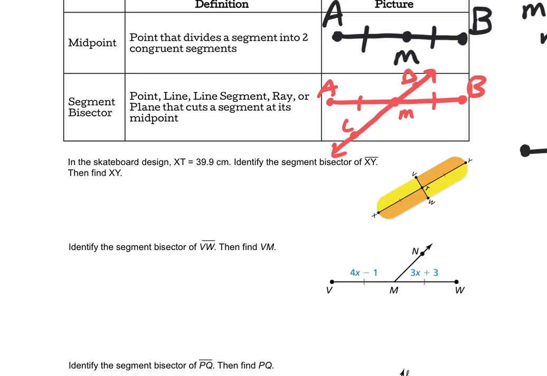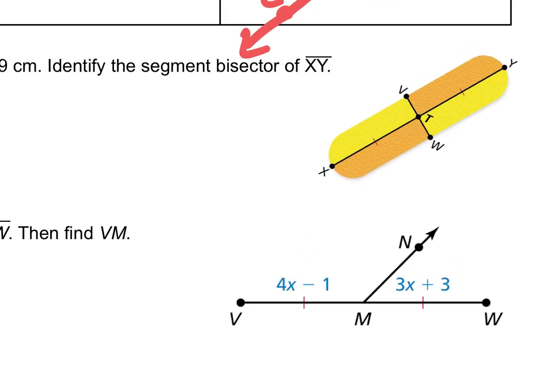Okay, we've got a skateboard down here. XT is 39.9. It's kind of hard to see this, but there are two markings on that picture. So XT is 39.9.